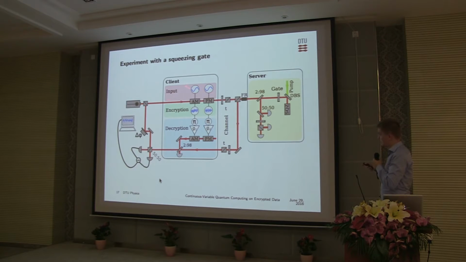You have, as before, your hidden state input, and you encrypt it, as before. You send it through your logic channel. This time, you send it through a PBS into a Faraday rotator, and into the squeezing gate.